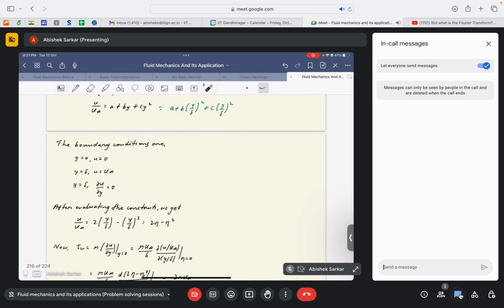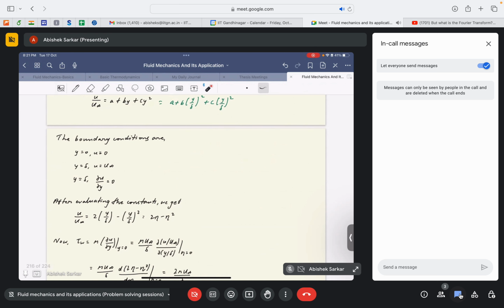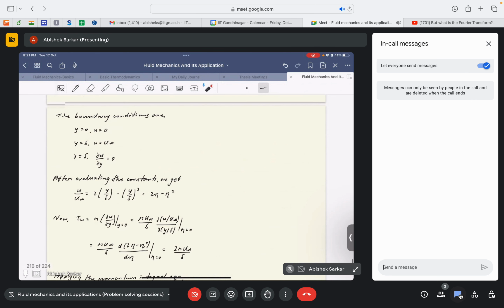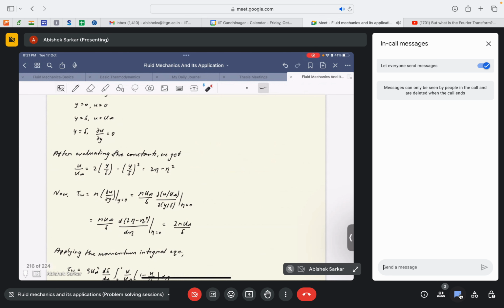These are the boundary conditions, and they are quite obvious. At y equal to 0, u equal to 0 from the no slip boundary condition. At y equal to delta, u equal to u infinity, because that is the definition of boundary thickness. Finally, at y equal to delta, the velocity gradient is 0. Quite intuitive, right? No need of explanation, I guess. Once you impose these boundary conditions, you get u by u infinity equal to 2 y by delta minus y by delta whole square, or 2 eta minus eta square, if eta is equal to y by delta. Since the form of the velocity profile is known, you can easily substitute this in the von Karman equation.